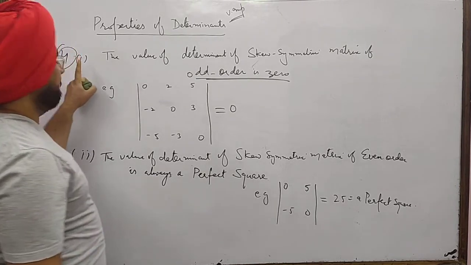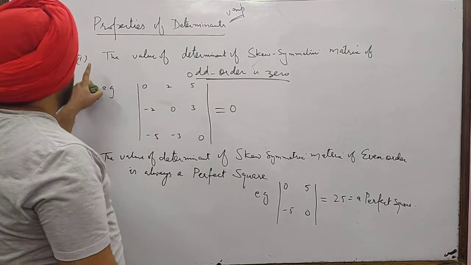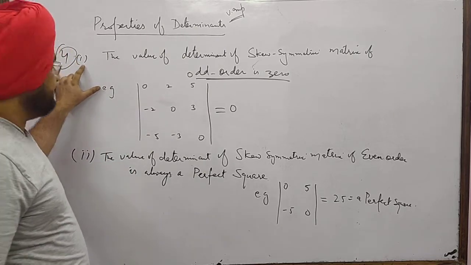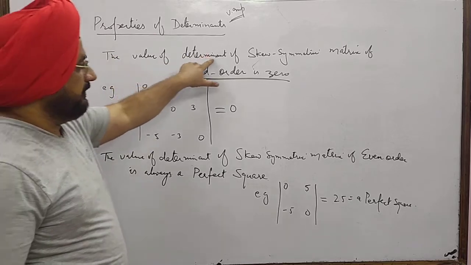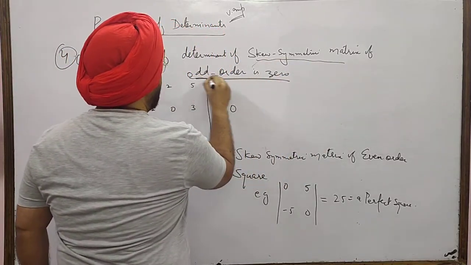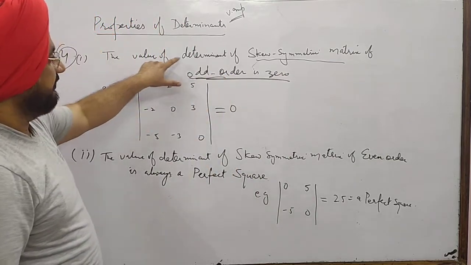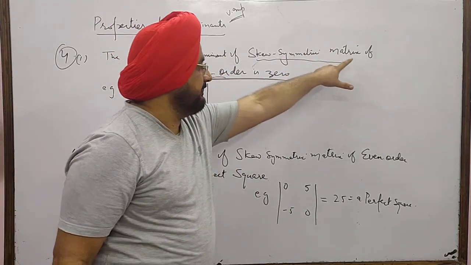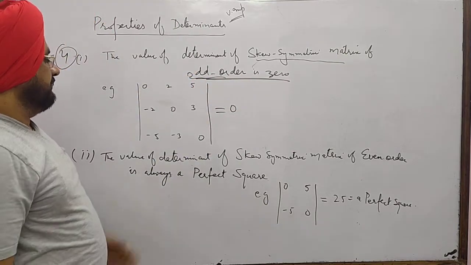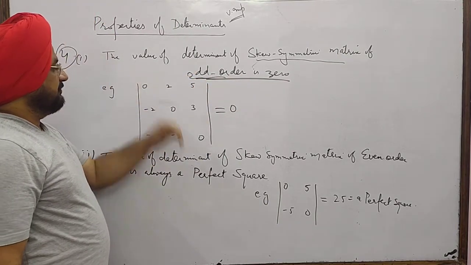So let us see what is the fourth property of determinant. The fourth property has actually two parts. The first part is the value of determinant of skew symmetric matrix of odd order. The value of determinant of skew symmetric matrix of odd order is always 0.